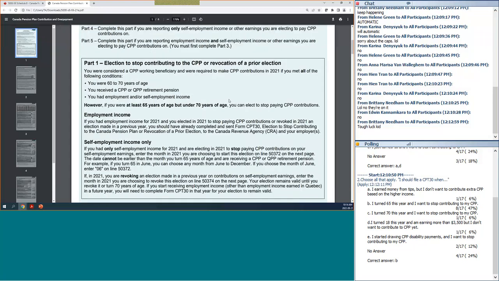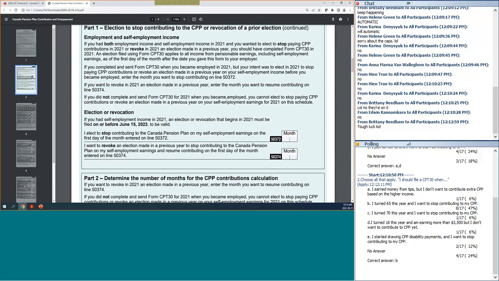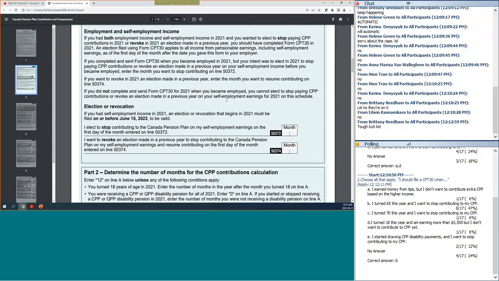They want you to do Part 1 if you are electing to stop contributing to CPP or if you are electing to start contributing to CPP. Okay, CPT 20s and CPT 30s are filed with your employer, but on this part of the page, you have to tell the government which month you filed it on, and that's all they need to know. So if you do have a client who wants to do this and they want help with it, we can help them fill out the form. We tell them to give it to their employer. Their employer has to submit it to the government, and then we make a note of the month that happened, and that month will go in here.